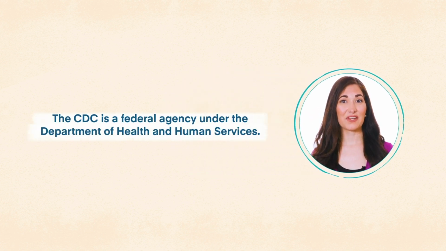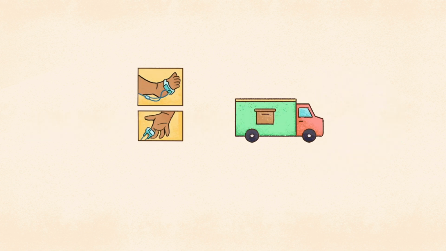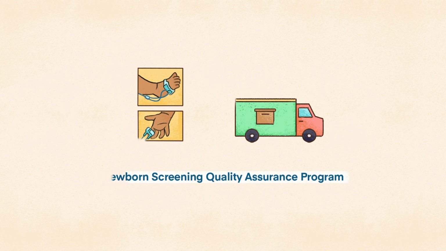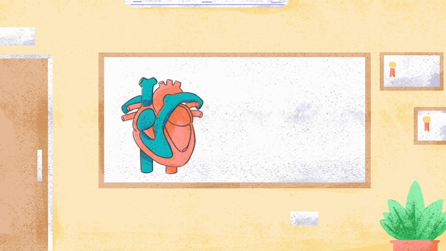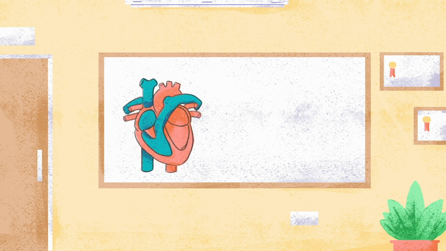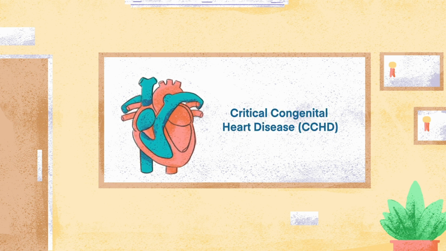The CDC is a federal agency under the Department of Health and Human Services. The CDC has 2 major programs centered around newborn screening. The first program is the Newborn Screening Quality Assurance Program. This program helps enhance and maintain the quality and accuracy of newborn screening results and helps support newborn screening state laboratories. The second program is under CDC's National Center on Birth Defects and Developmental Disabilities, and it helps support critical congenital heart disease and hearing screening, follow-up, and cost analysis.